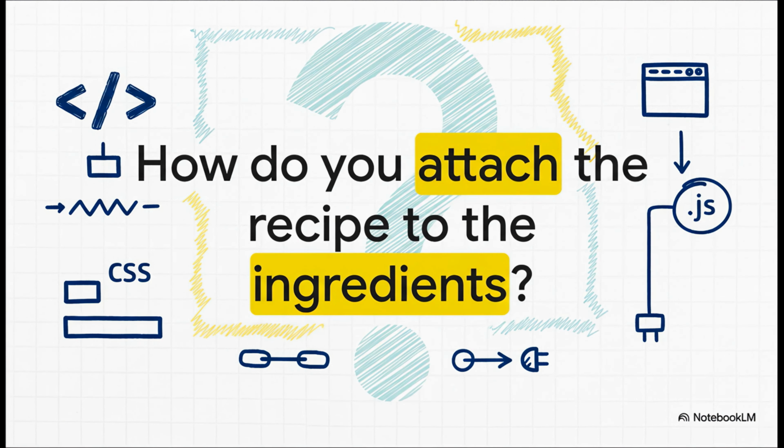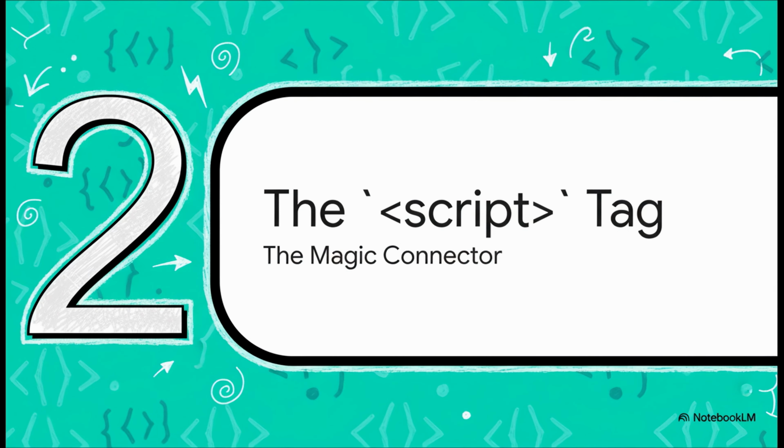Okay, so that's the big question, isn't it? How do we actually connect that recipe to the ingredients? We've got our HTML structure all set up, and we've got our JavaScript instructions ready to go. We need a way to bring them together so the magic can happen. And the answer, well, it's actually super simple. It all comes down to a fundamental piece of HTML called the script tag.